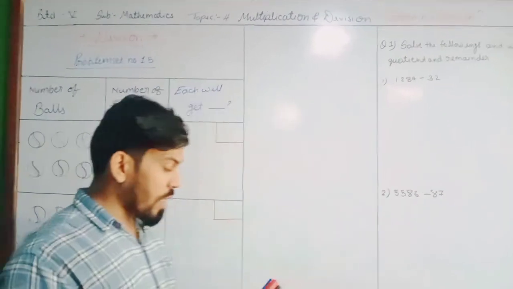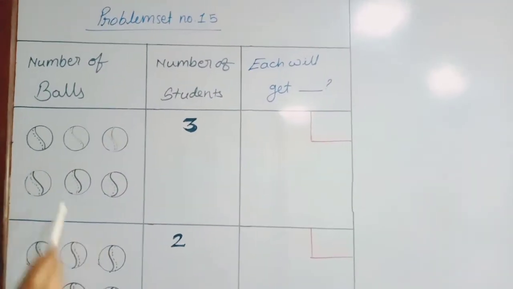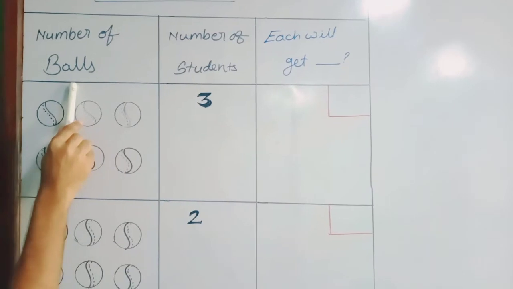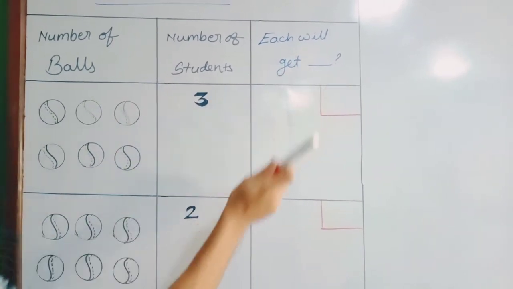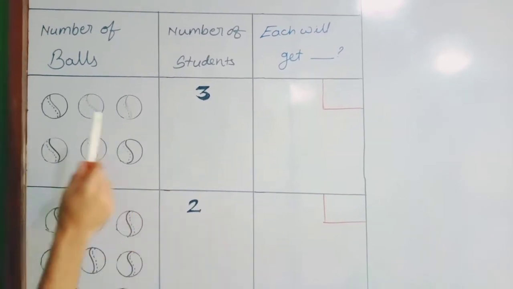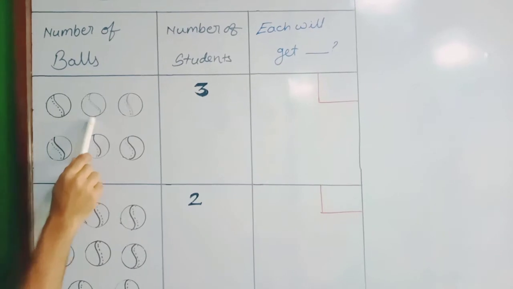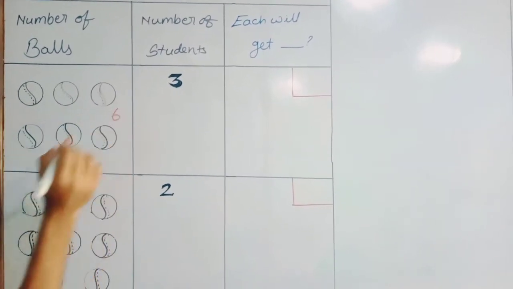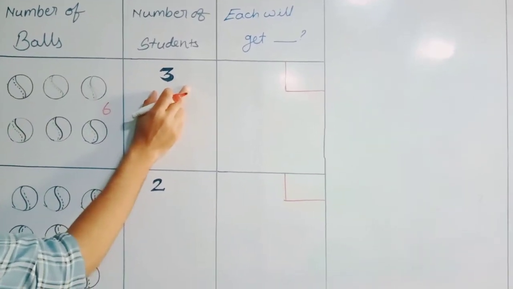Let's see with an example. Here we have a table. In that table we have 3 columns. In the first one, number of balls, number of students, and how many balls each will get. So in the first row we have the number of balls: 1, 2, 3, 4, 5, 6. It means we have 6 balls. And we have 3 students.